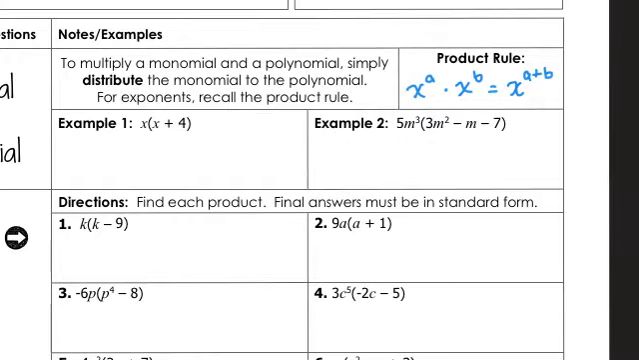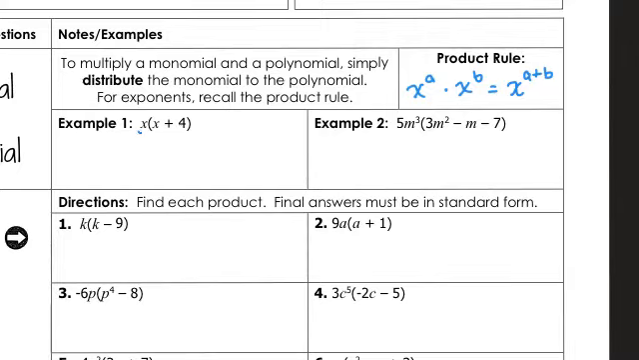So let's start with example 1. Here we see an x outside of the parentheses x plus 4. Well, we can't add the x and the plus 4 to get 4x because those are not like terms. And when you're adding, you have to be aware of only combining like terms. However, when you're multiplying, you can combine the terms.